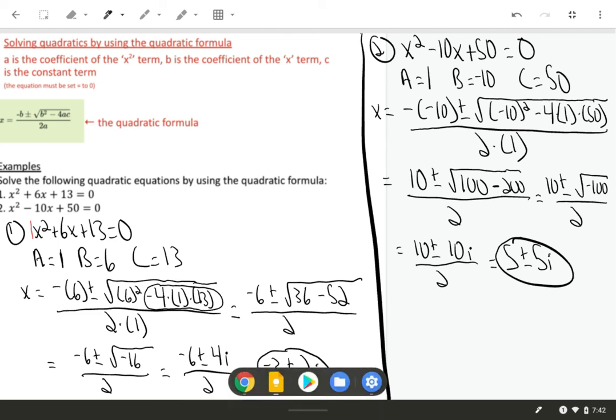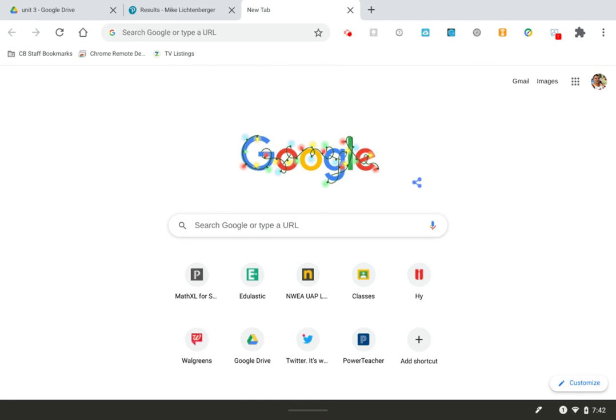Okay, that is your lesson for today. Your cool down for this lesson will be a couple of examples just like I just did, where you're using the quadratic formula and you end up with solutions that are complex numbers.